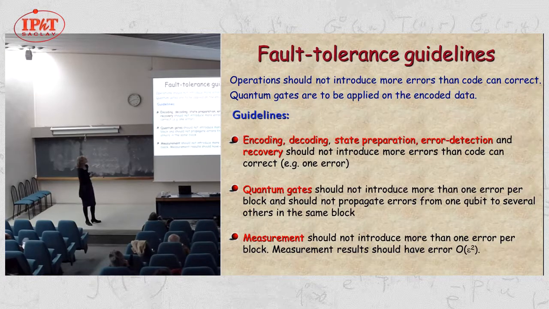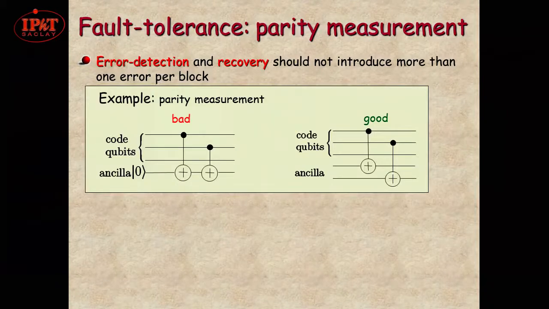It sounds like an obvious truth. And quantum gates need to be applied, obviously, to the encoded data. We can't just decode, apply the gate, and encode again, because that will subject our qubits to the error that we want to protect against. So all these things should not introduce more errors than the code can correct, and quantum gates should not introduce more than one error per block. Of course, gates shouldn't propagate errors, measurements shouldn't propagate errors, and should have a smaller error than what the code can correct for. All these are requirements, and they can be fulfilled.